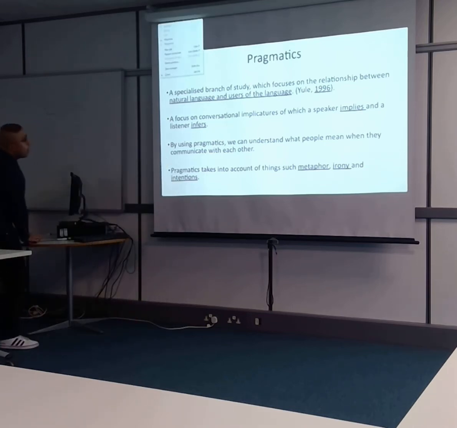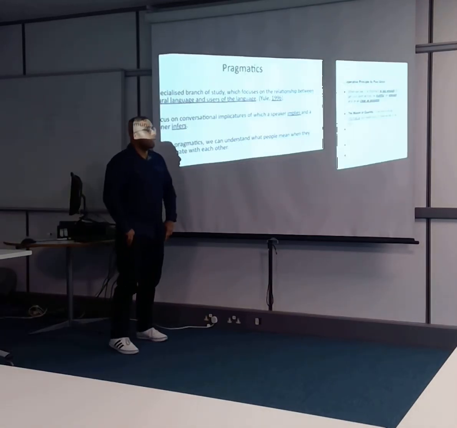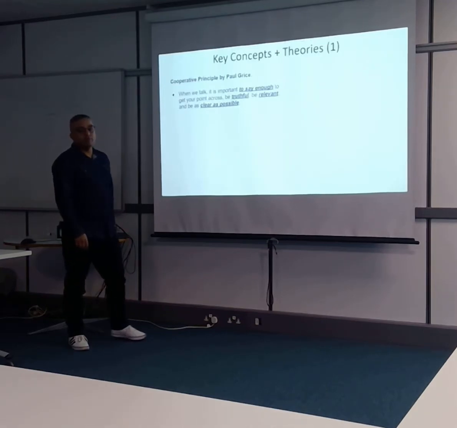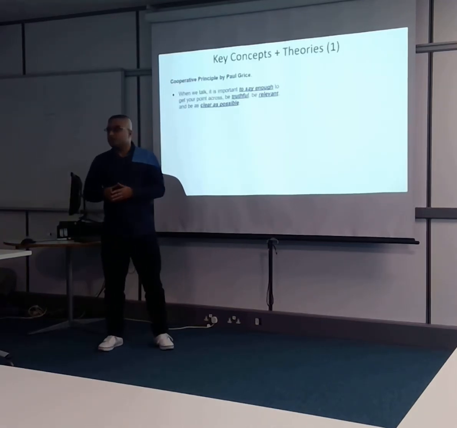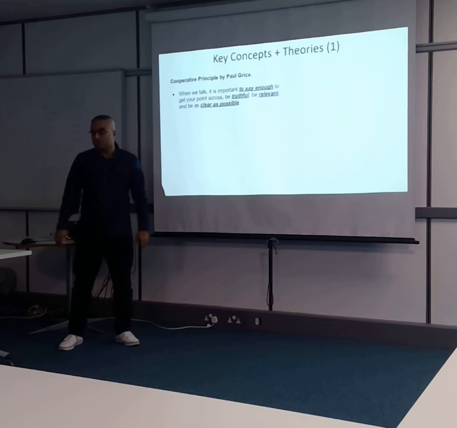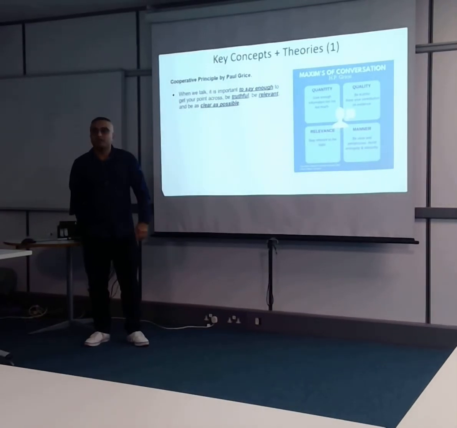So I would like to start off with the first concept theory, and that is the cooperative principle by Mr. Paul Grice. He states that when we are conversing with one another, it is imperative that we explain what we want to say, be relevant, be concise and clear, as well as give the truth at all times, which then leads us on to the four maxims of Grice, which are also known as the maxims of conversation. The four aspects are quality, quantity, relevance, and manner.